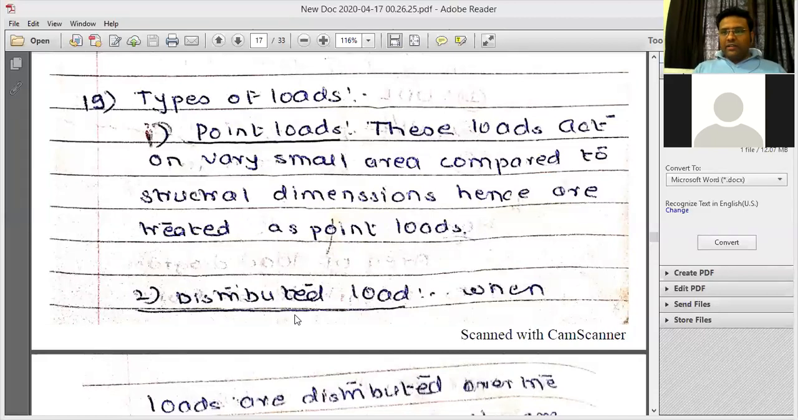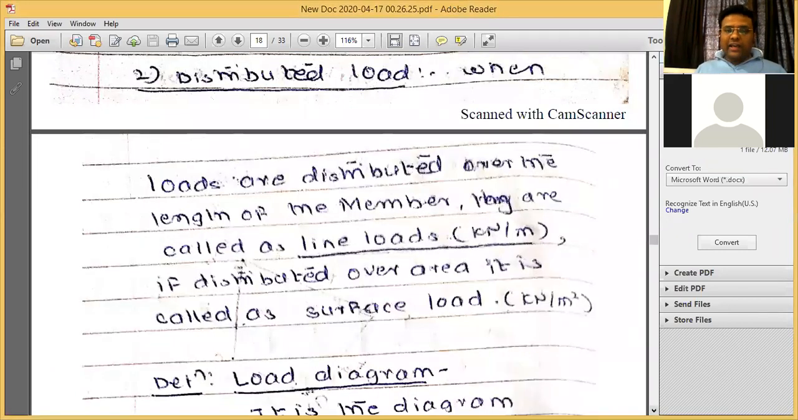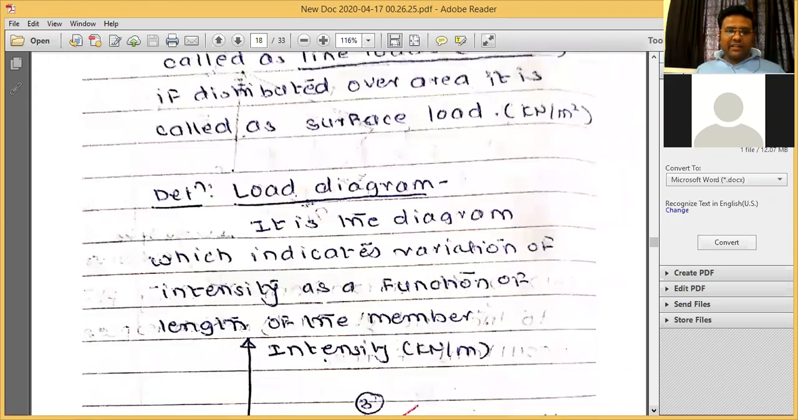But whatever I am going to tell you, you have to listen to it very carefully and remember it for lifelong: the conversion of UDL and UVL into point load is nothing but calculating its area and center of gravity. Whose area and whose center of gravity? The area of the UDL and UVL and its center of gravity. So what is UDL? For example, this is the line diagram, you can see, right?